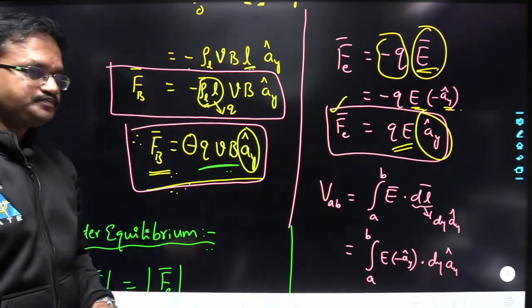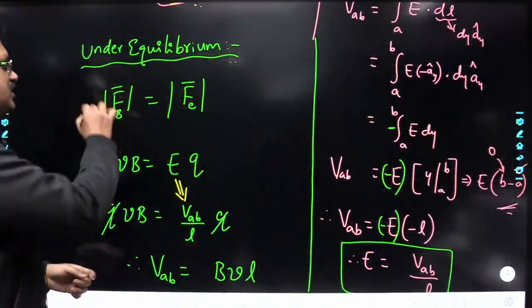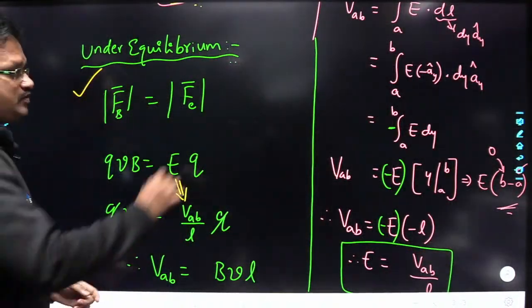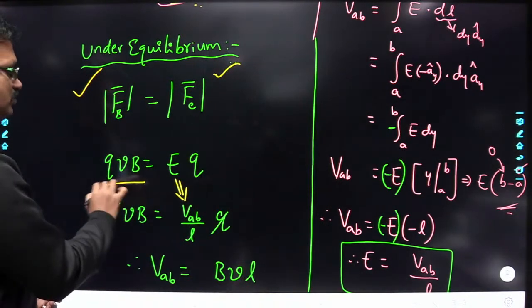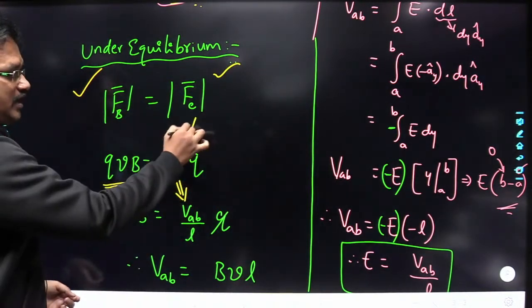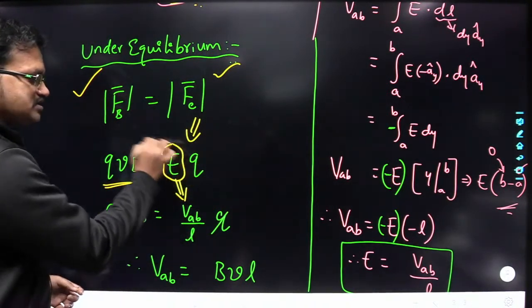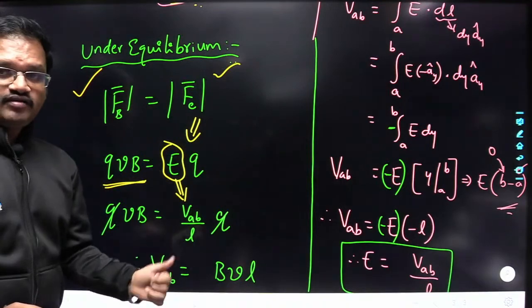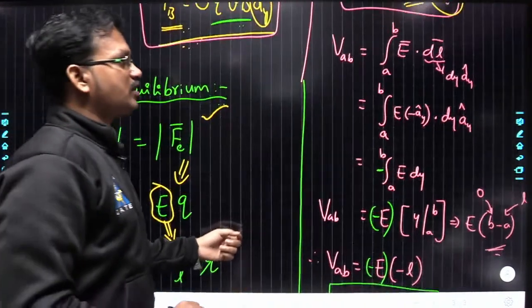Understood? So now under the equilibrium condition, the magnitude of FB must be equal to the magnitude of FE. The magnitude of FB is nothing but QVB, and the magnitude of the electrical force is nothing but EQ. Here I want to represent this electric field in terms of potential. Understood?